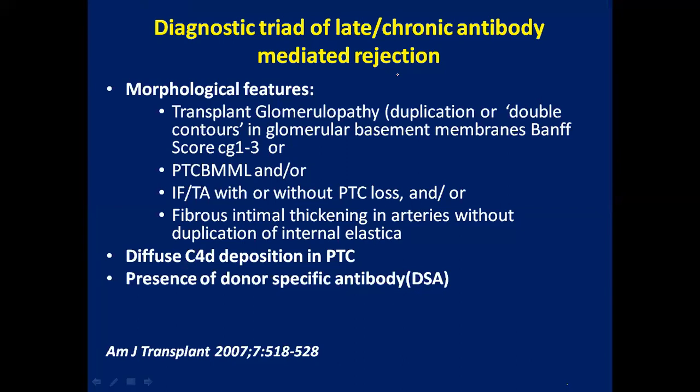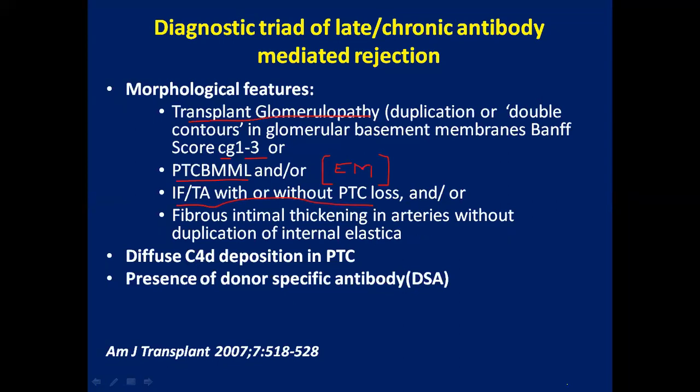So if we look at the triad of late chronic active antibody-mediated rejection, there are morphological criteria. These morphological criteria are transplant glomerulopathy, where there is duplication or double contours in the glomerular basement membrane, labeled as cg score, cg1, 2, 3. Then there is peritubular capillary basement membrane multilayering, and this PTC multilayering is based on electron microscopy. If you say PTC multilayering, that terminology is used only on electron microscopy. There also has to be IFTA with or without PTC loss, and fibrous intimal thickening in the artery.